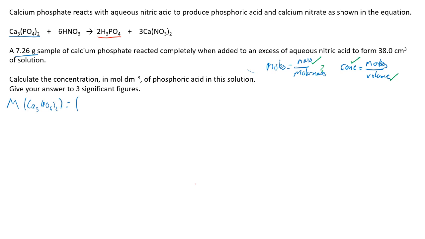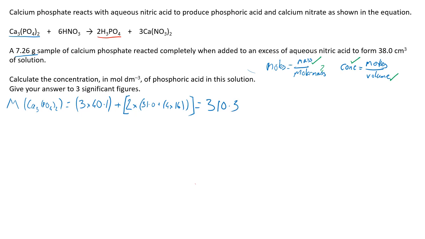That's going to be 3 times the mass of calcium, because we've got 3 calcium ions in the calcium phosphate, plus 2 times, and this is the little 2 outside of the brackets, 31.0, because that's the mass of phosphorus, plus 4 times the mass of oxygen, because it's PO4. And because it's twice, we've got 2 of them. And that's going to give you 310.3.